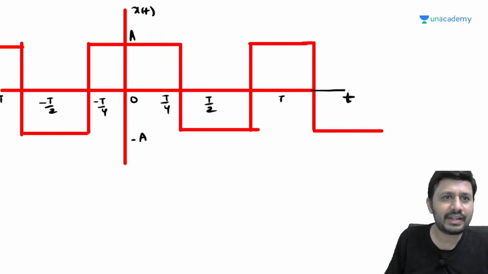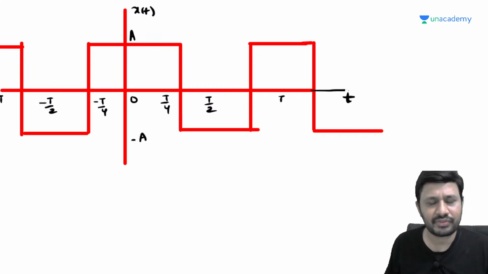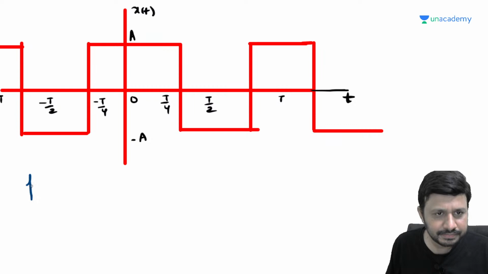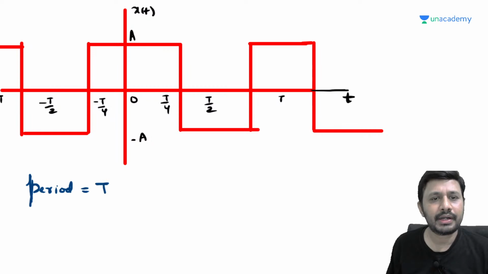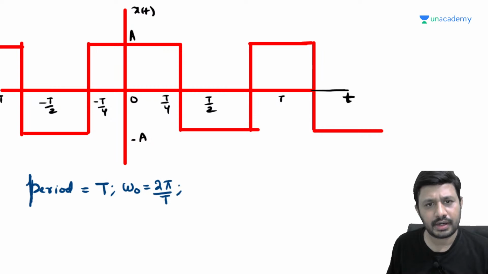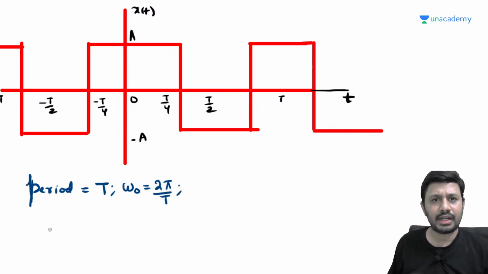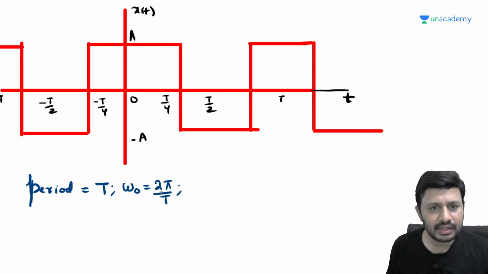Now by adding what sinusoids you are going to get this periodic signal is the question, right? Now let's analyze. This is a periodic signal. Whenever you are given a periodic signal, the first task is to find the fundamental period. Period is nothing but T. Omega naught value is 2 pi by T. Next, observe symmetry. Even signal, odd signal. This is an even signal.